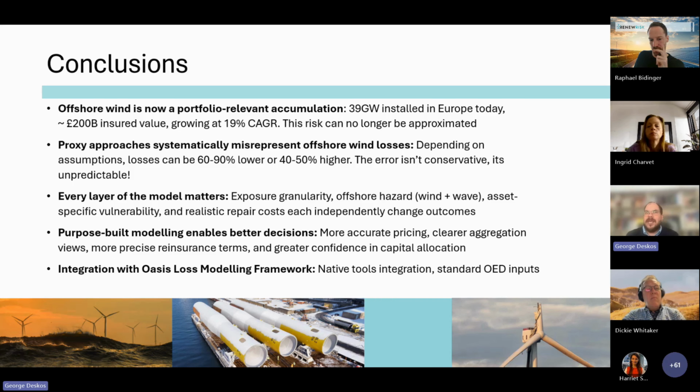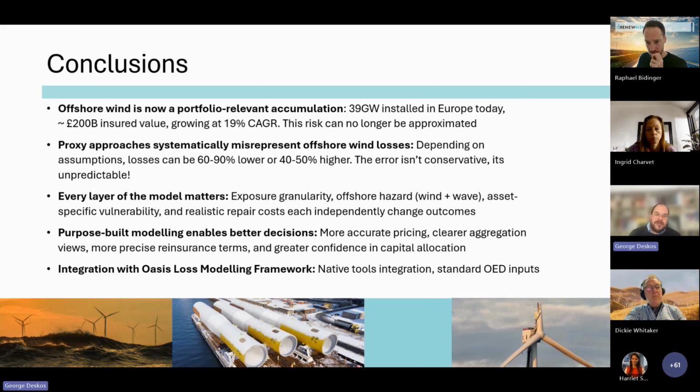You have to do it in a way that you take every single asset into account. And to do that, I would say every layer of the model matters. What we demonstrated here today is that the exposure granularity matters, and offshore hazard matters. You need both the wind and the wave to be able to model that. And you also need the asset-specific vulnerability together with realistic cost modeling, right? Repair cost with mob-demob, with accessibility, with everything.